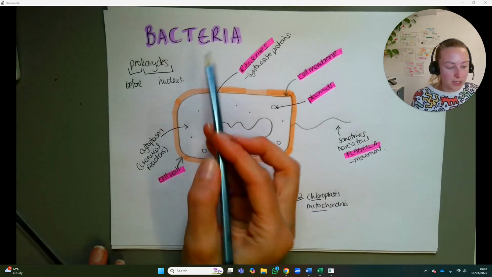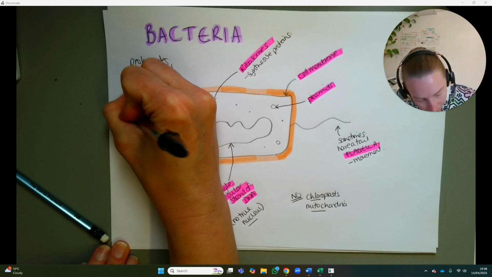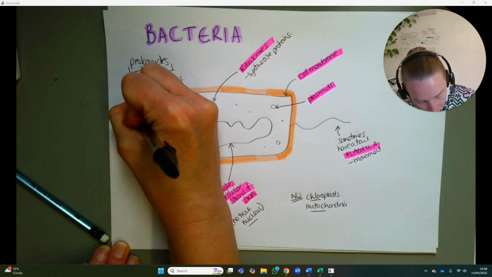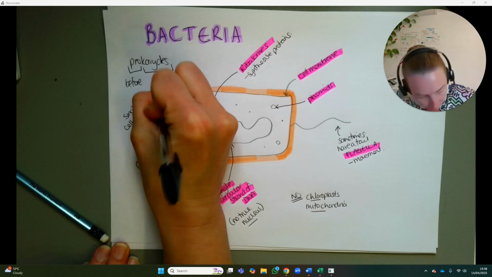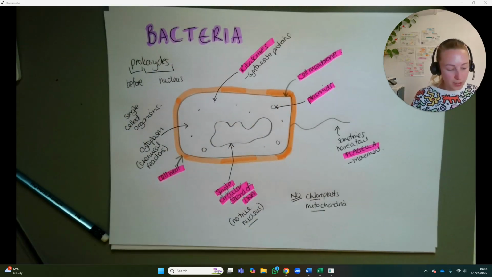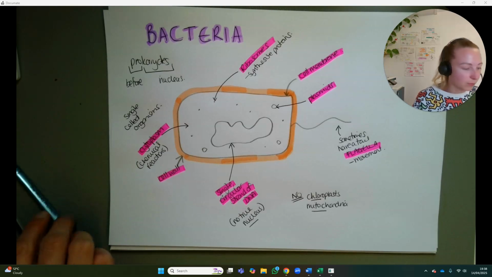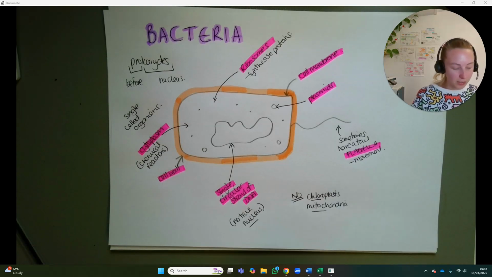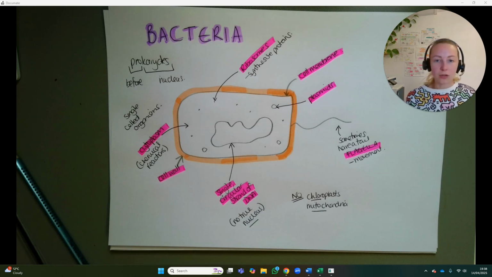So here we've got bacteria. These are prokaryotes. They're single-celled organisms. They've got cytoplasm, they've got cell wall, they've got single circular strand of DNA, they've got ribosomes, they've got cell membrane, they've got plasmids, they may or may not have a flagella. They don't have any chloroplasts or any mitochondria. And you do need to know the structure of a bacteria cell as well as the structure of an animal and a plant cell.